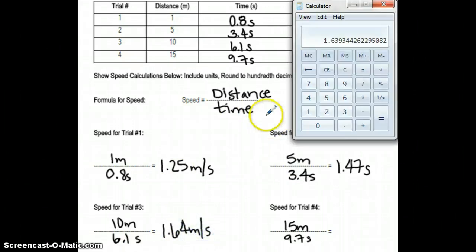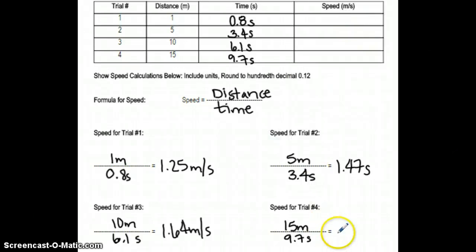And finally, for trial number 4, 15 divided by 9.7 equals, I have to round again, 1.55, because I had to round up. Oh, I didn't write m/s. Did anyone else catch that? m/s. And then I'll write my answers up above in my box, so all my data is in one place.